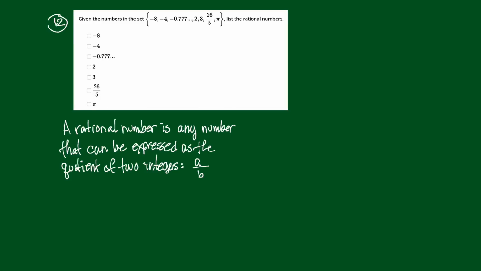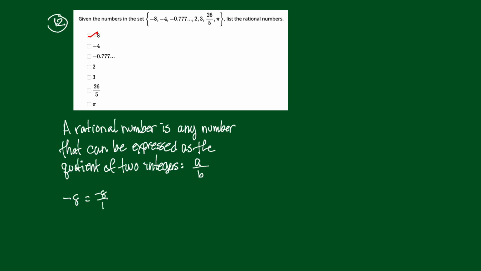So just to remind us, a rational number is any number that can be expressed as a quotient of two integers, as a fraction, okay? If you can express it as a fraction, it's going to be a rational number. Now, let's look here at negative 8. Well, negative 8, I think we could write that like this, couldn't we? Negative 8 over 1, so that's a rational number. We'll check that one off.